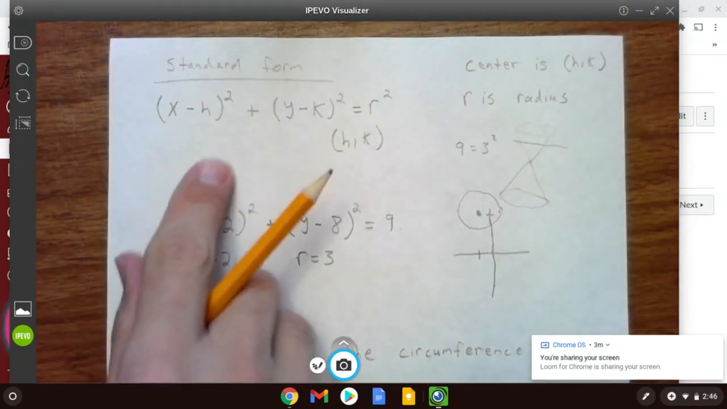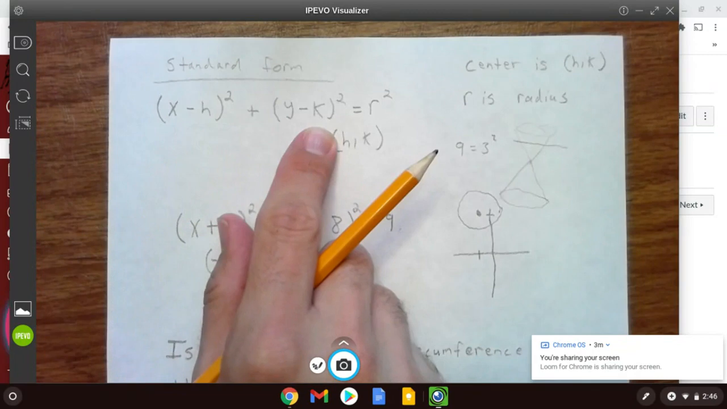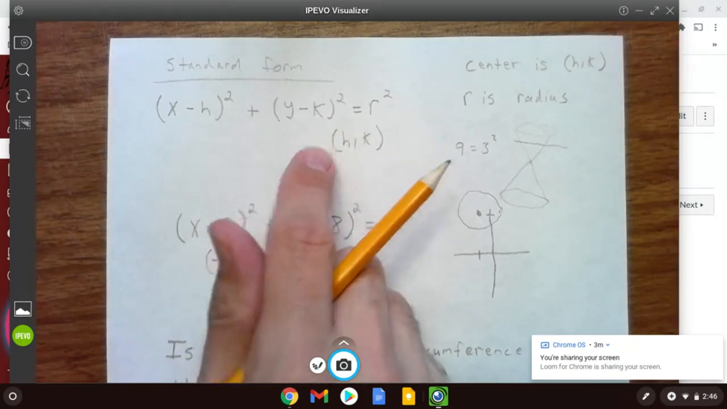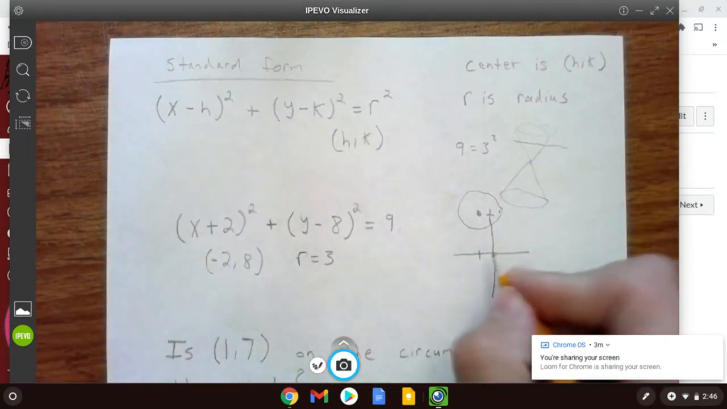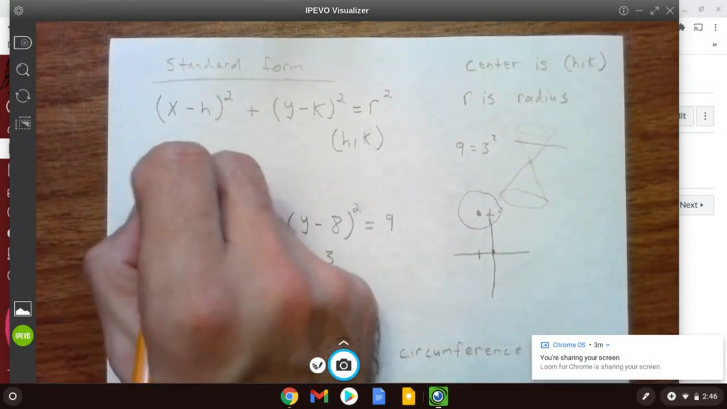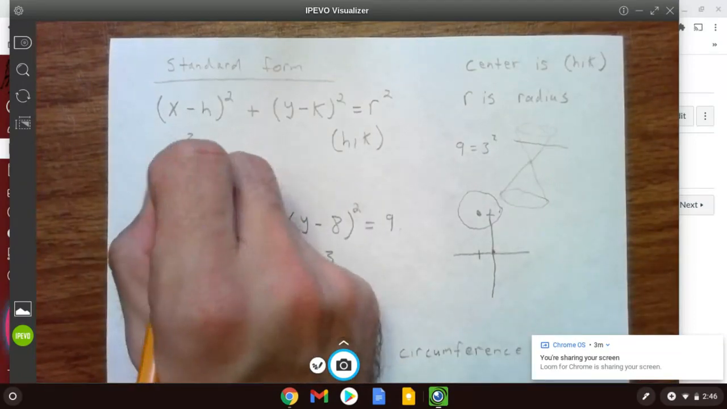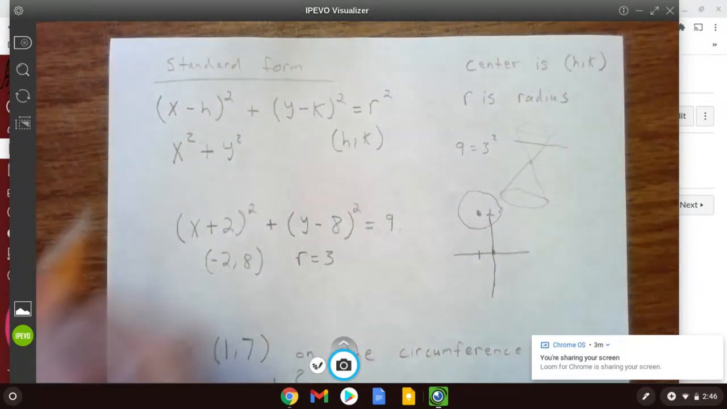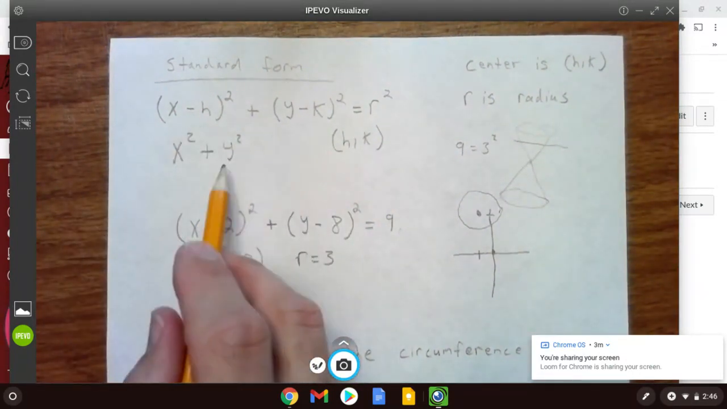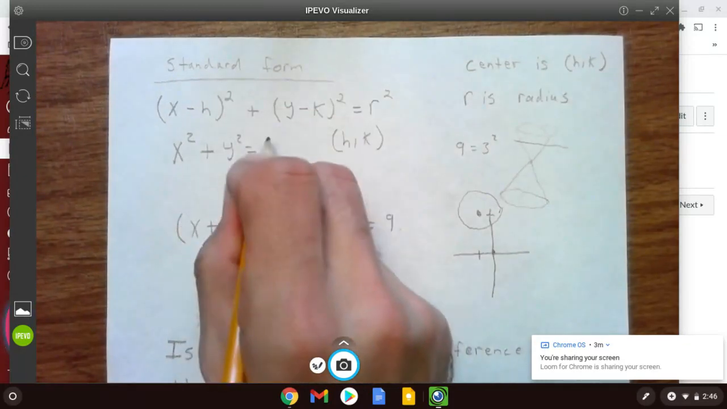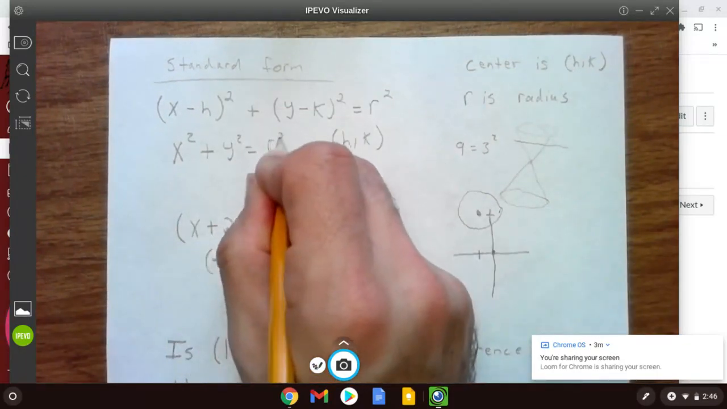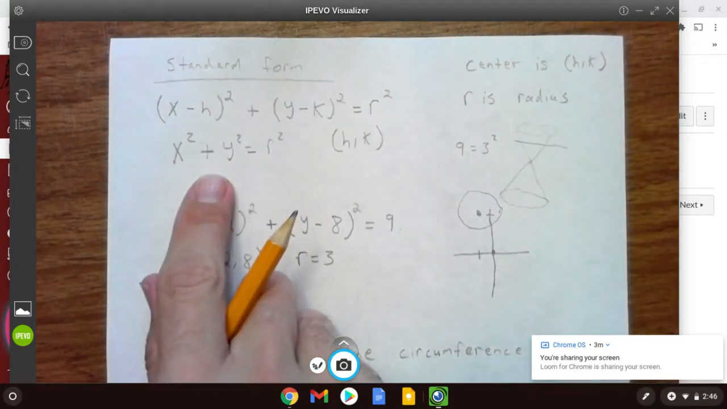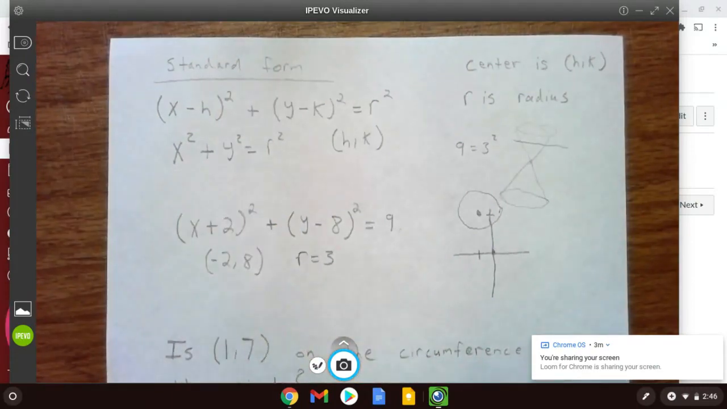I just want to mention this: if the h and the k are both 0 and 0, that means the center is going to be at the origin. So the equations for those, they're always going to look like x squared plus y squared, because they're minusing nothing and minusing nothing. And that's equal to the radius squared. All right. So I want to mention that because sometimes that form pops up and it kind of throws you for a loop.